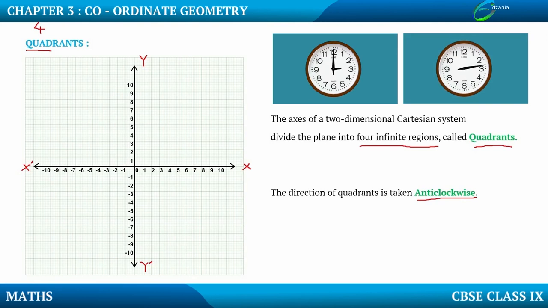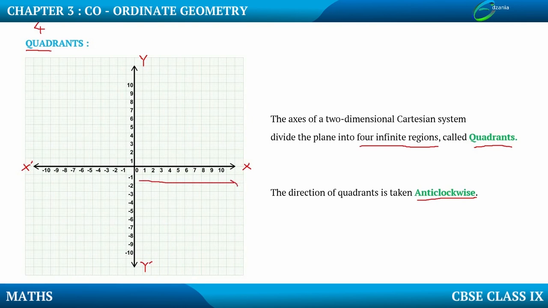Now, how do we apply it over here? To identify the quadrants, they are taken in anti-clockwise direction, starting from the positive direction of the x-axis. We already know this is the positive direction of the x-axis. Now, if we rotate this arrow in anti-clockwise direction, it will move upwards like this. And now we get the first region over here. This entire region is called the first quadrant.